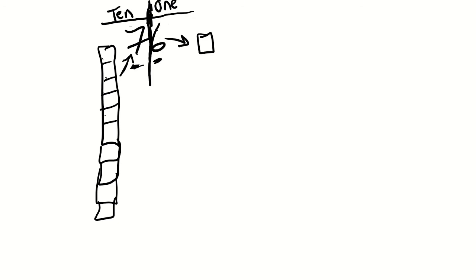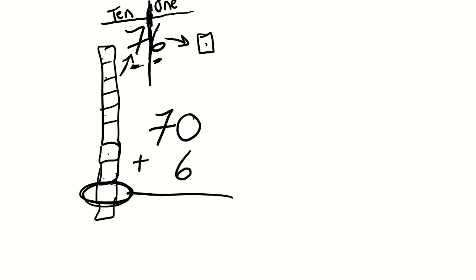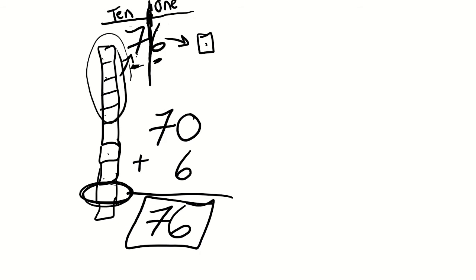And if you counted all those out, how many little blocks, like each individual little block, would you have? 70. And if you counted the little blocks, how many would you have? 6. So if we add all those blocks together, we would have 76. So this is just a little shortcut of just counting the tens blocks and writing the 7 to the left, and then counting the ones blocks and writing that number to the right. It's just a little shortcut instead of doing all this math.